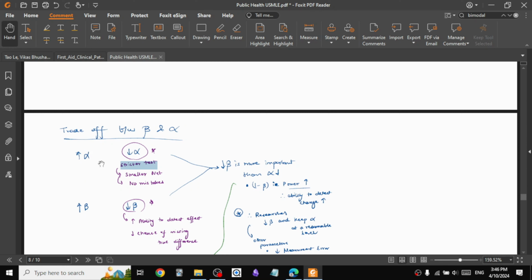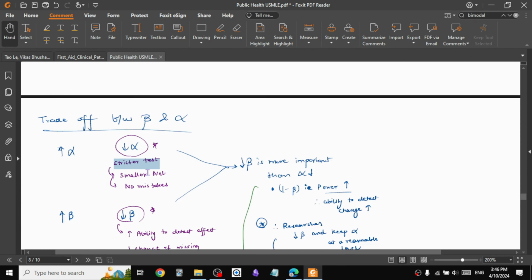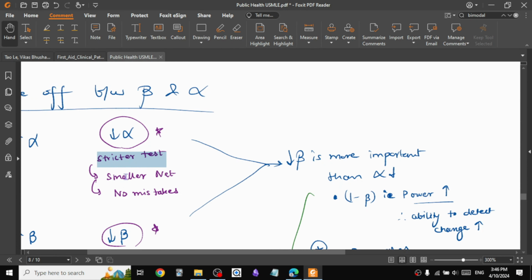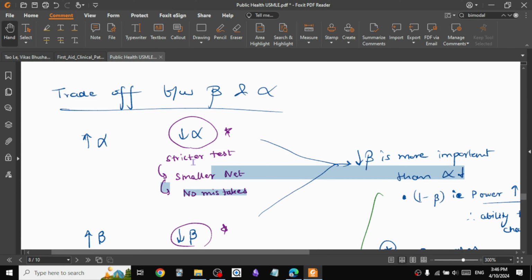It's good for us. It increases the power. What is a low alpha value? It's a stricter test. It's strict. It's a smaller net, and it makes no mistakes. Okay, and you would think that this is a good thing, right? We don't want to make any mistakes, and that is obviously a good thing.